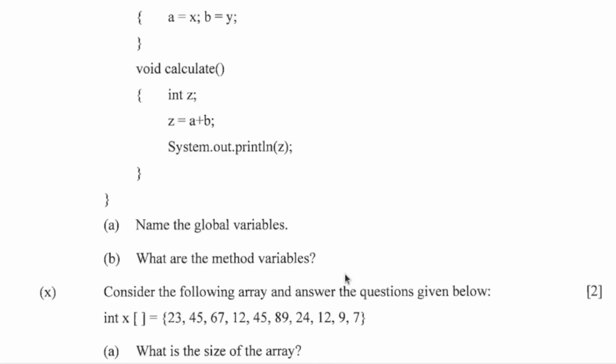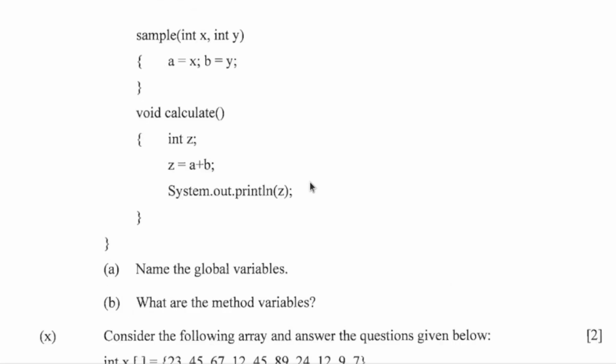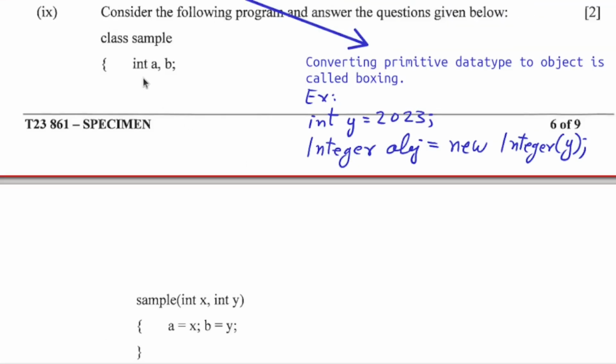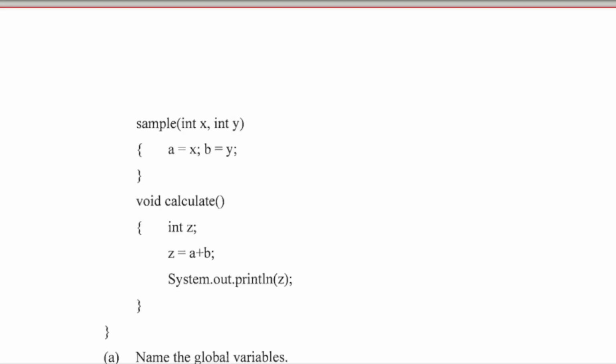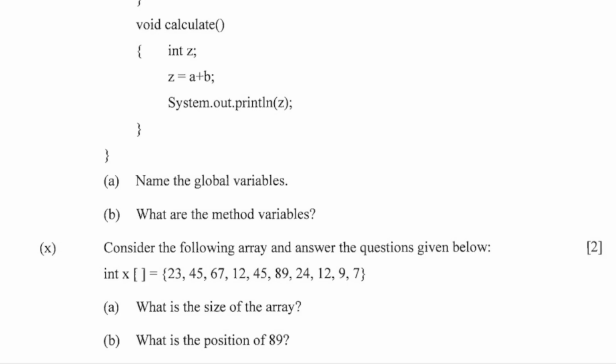Now let's see the question. The question is name the global variable. Global variables are those variables which are available throughout the class. In this case, the two variables declared over here, that is int a, b, are declared inside a class, and these will be available to all methods of this class. So the global variables are a and b in this case. So the answer is a and b.